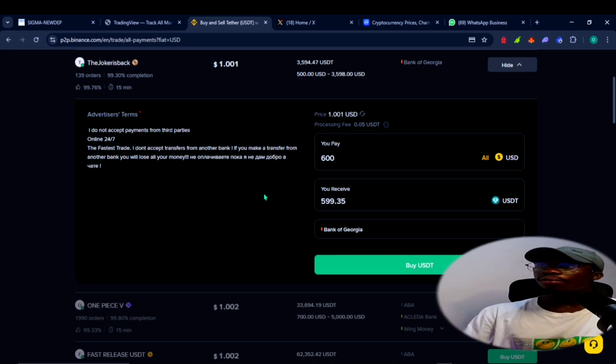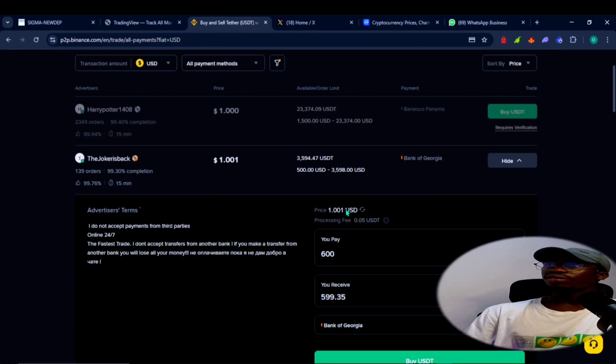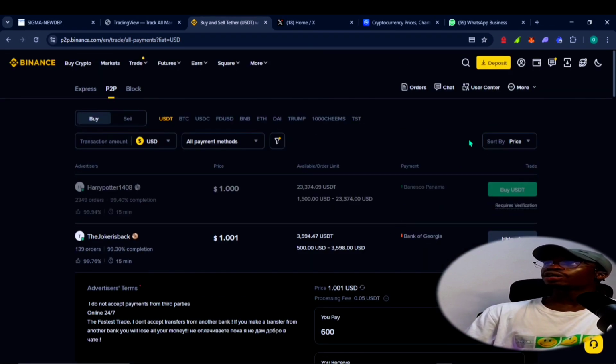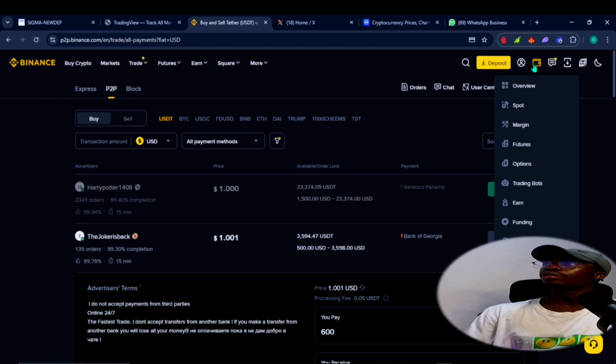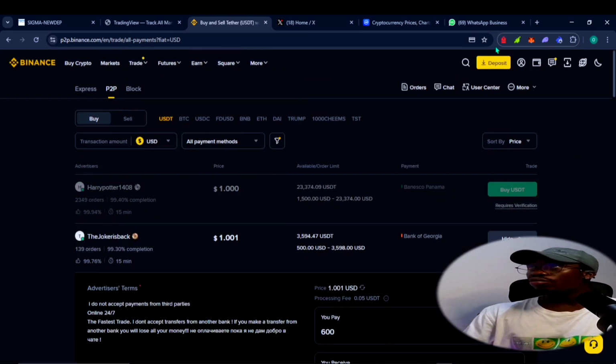Then once he completes the order and he confirms that he has received the money from you, you will get the USDT released automatically into your account, and you would be able to see it from your wallet overview here, like I showed you earlier on. You see it reflect.